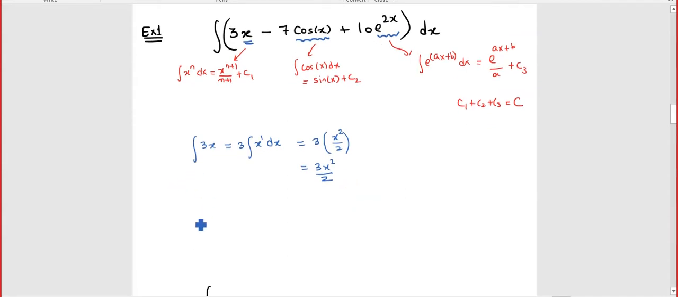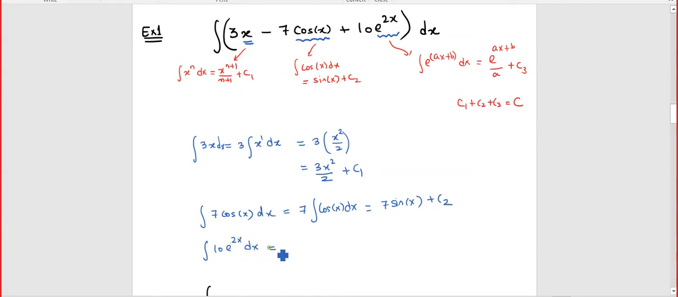For the second term, 7 cosine x. Of course dx is there. So 7, take it outside, cosine x dx, which gives you 7 sine x. Let's say we add the constant of integration c1, here c2. And for the third term, it is 10 e power 2x dx. Then by using the rule, it is 10 e power 2x over 2, plus c3, which can be simplified to 5 e power 2x plus c3.